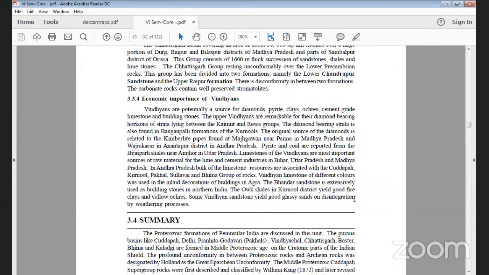The economic importance of Vindhyans: the Vindhyans are potentially the source for diamond, pyrite, clays, ochres, cement grade limestones, and building stones also. The upper Vindhyans are remarkable for their diamond-bearing conglomerates in the strait lying between the Kaimur and the Rewa groups. The diamond-bearing strata is also found in the Banganapalli formation of Kurnool.